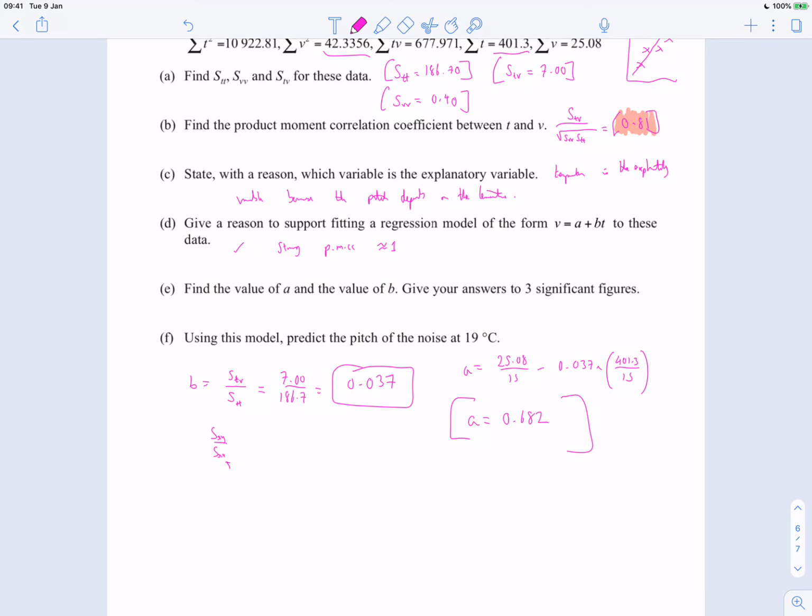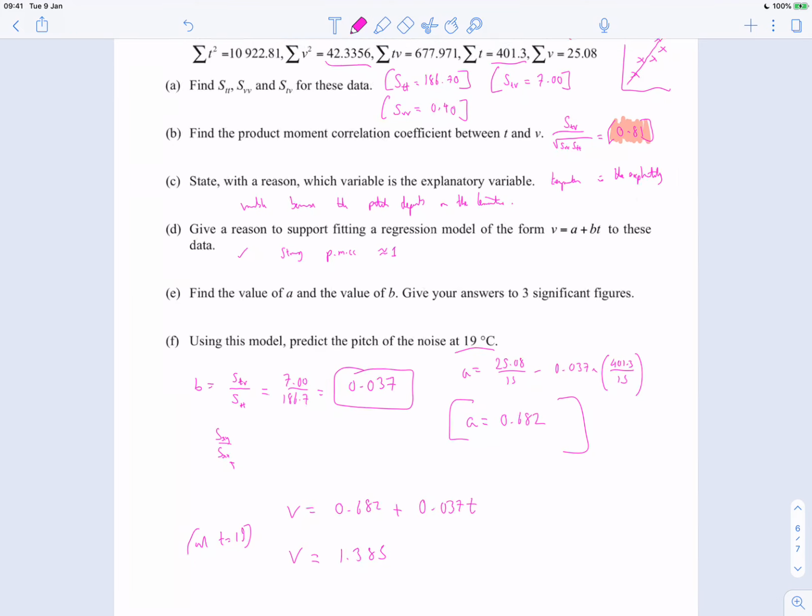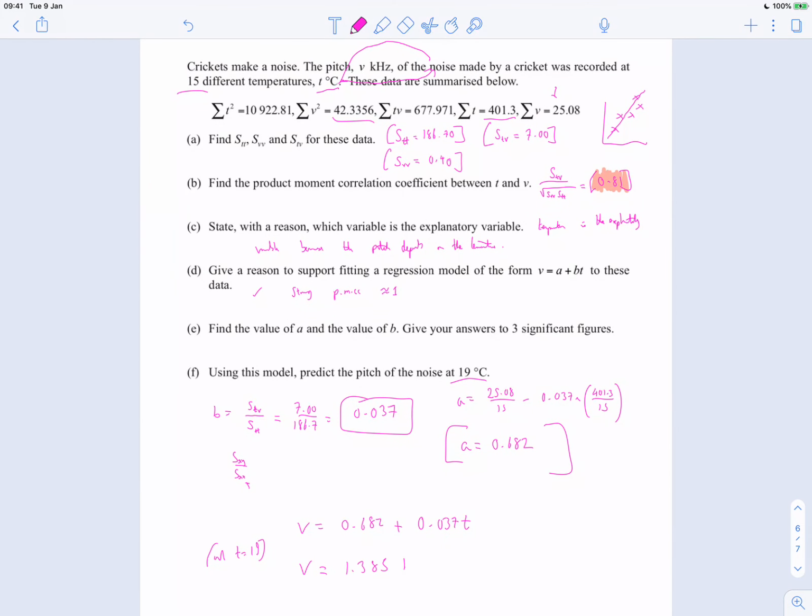Okay, using this model, predict the pitch of the noise at 19 degrees Celsius. Okay, so let's remind ourselves what's going on here. So V equals A, which is 0.682, plus B, which is 0.037T. So at T equals 19, we have V equals 0.682 plus 0.037 times 19. We will get V is 1.385. So 1.385 kilohertz, or 1,385 hertz.